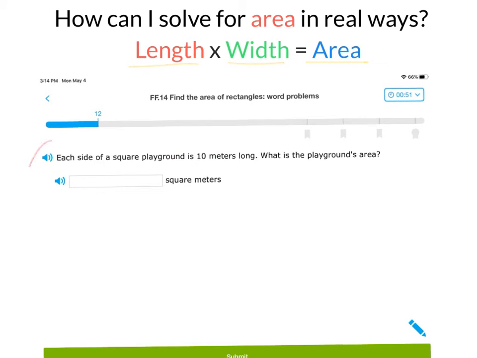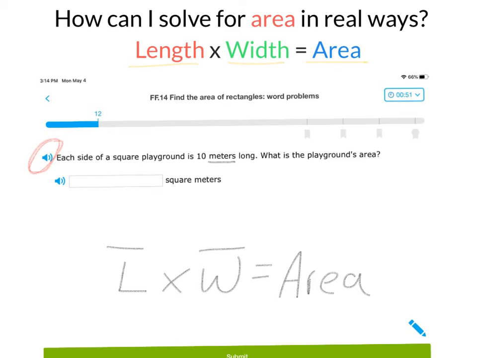Don't forget that you can use the little speakers to help you read a problem. It reads, each side of a square playground is 10 meters long. What is the playground's area? Well, this time the unit changed to meters, but we're still going to solve it in the same way. We're still going to do length times width equals area. So first, I'm going to figure out my length. And reading this again, it says each side of a square playground is 10 meters long. What is the playground's area?